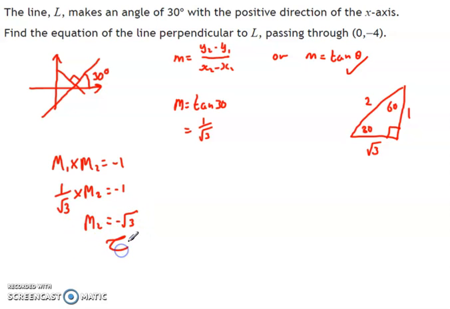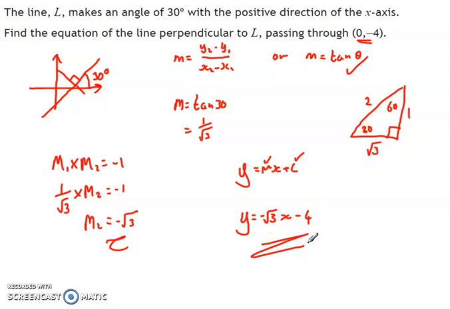So there we go, I've got the gradient. Remember, for a straight line, we want y equals mx plus c. We need all these parts, so we need the gradient m. I now need the y-intercept, but I'm told in the question it cuts at (0, -4). So -4 is my y-intercept, so I know my c. So because of that, I can quite simply write down the equation of my line. y equals -√3 x minus 4. There you go, job done. Equation of my straight line which is perpendicular to that line, L.